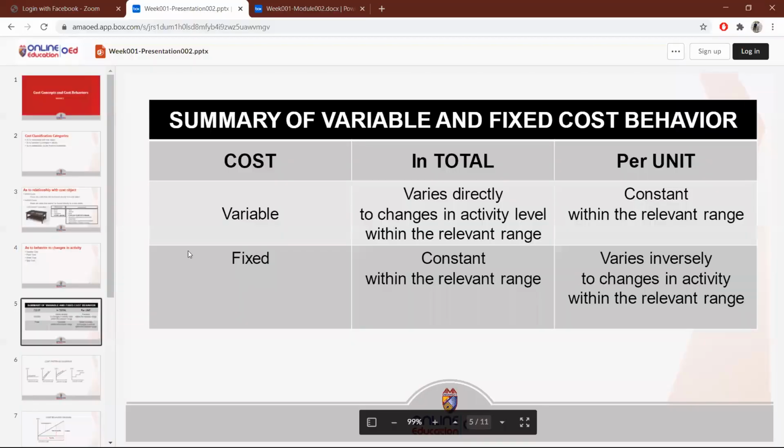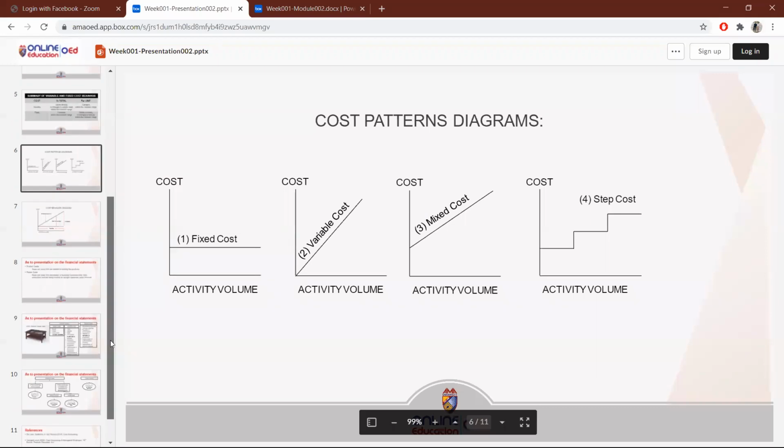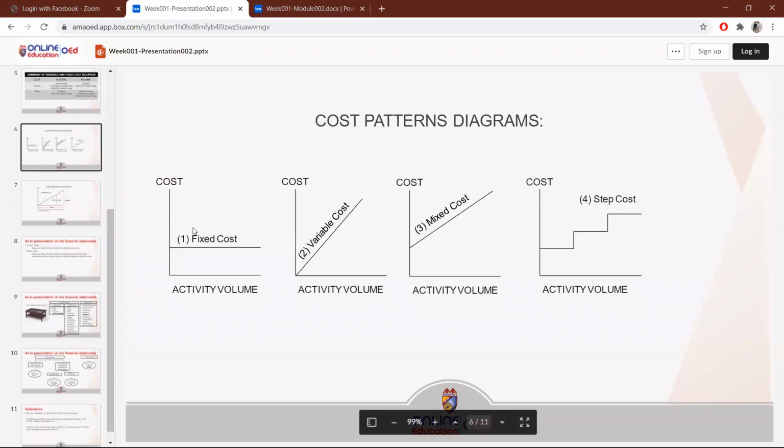So, this is the difference between variable and fixed cost. Later, there is the mixed cost, which has formulas that we need to identify. So the basics are the fixed and variable cost. Here is the example of the graph for fixed cost, variable cost, mixed cost, and step cost.